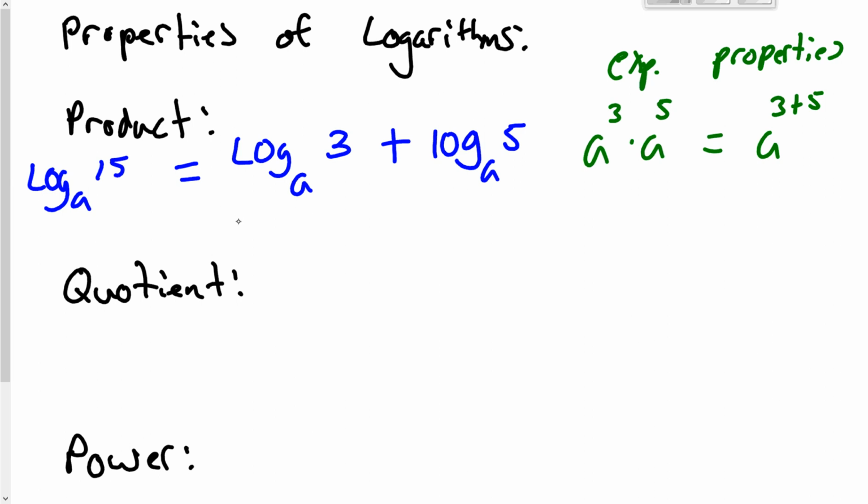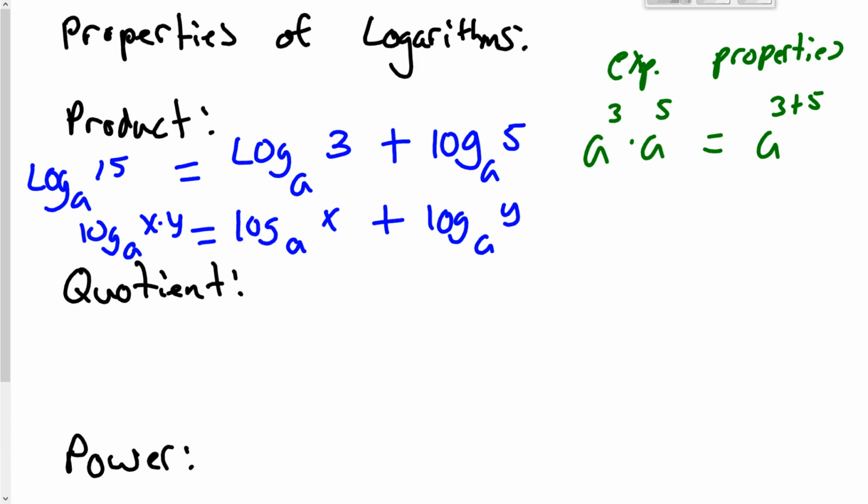So if I make it general, say log with some base a of x plus log of that same base, it has to be the same base, of y, then I'll get log base a of x times y. So that's the general rule of the product property.